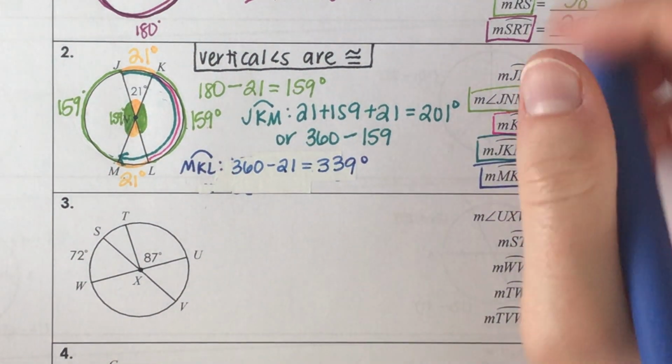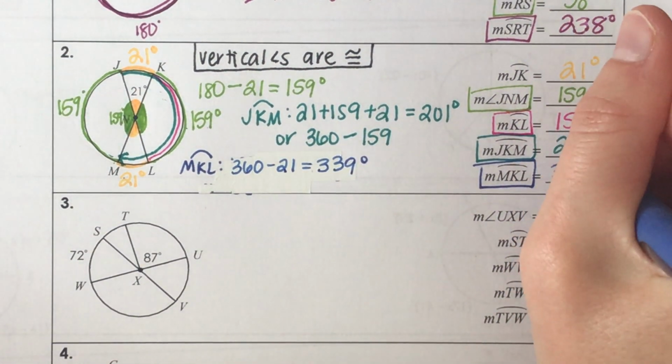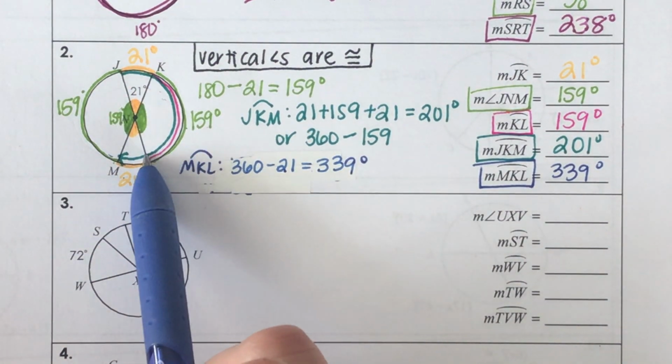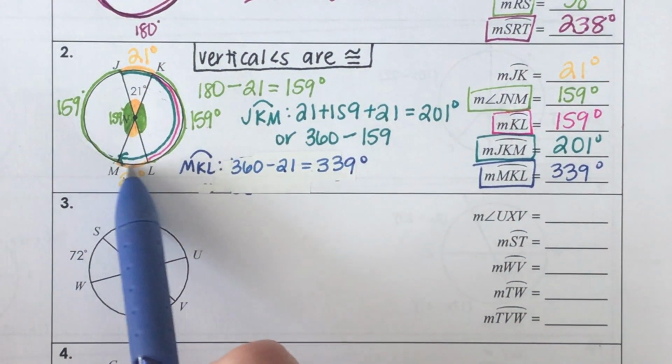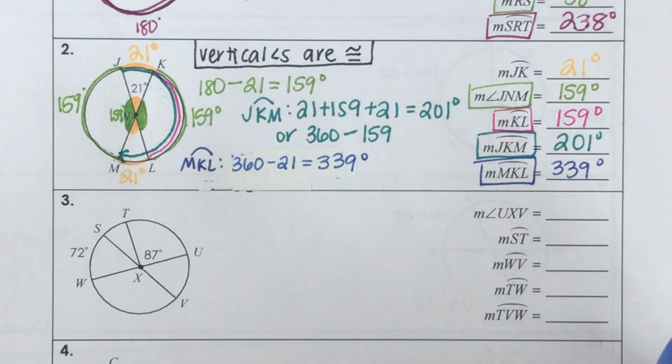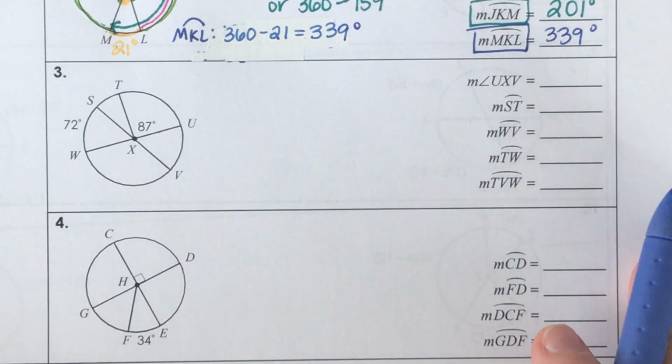Okay. So ignore that weird moment I just had. You're still going from M through K all the way to L. So it's almost a full circle, but you have to take away this little piece of 21. That was right the first time. I apologize for that. I'm having a moment today. Okay.